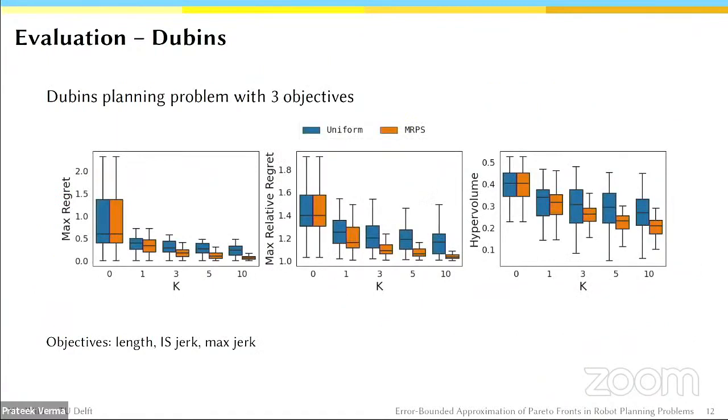Okay, we evaluated this approach in several different planning problems. Here's again a Dubin's planning problem, but now with 3 objectives: length, integral square jerk, and maximum jerk. And we compare the quality for approximating any possible solution using uniform samples and our samples, shown in blue and orange respectively. And let's just focus on the left plot and maybe the center plot, left showing the maximum absolute regret and the center the relative regret, just the ratio, which is sometimes more interesting.